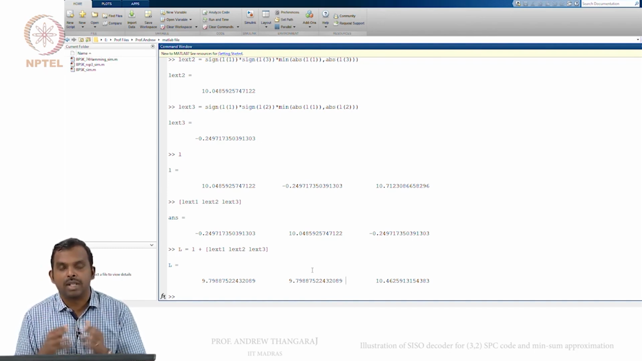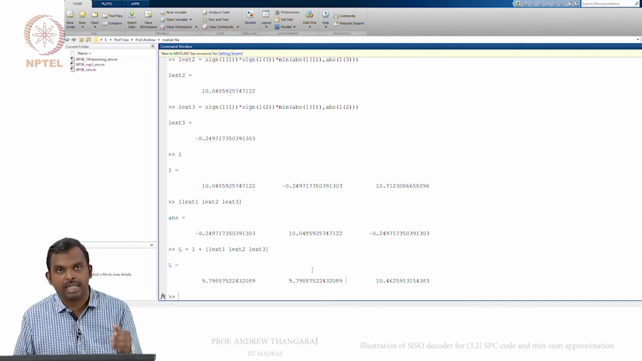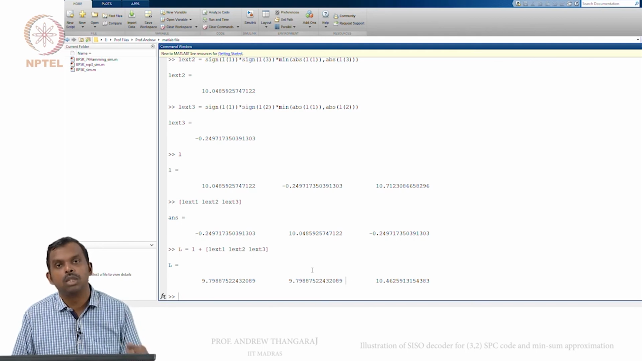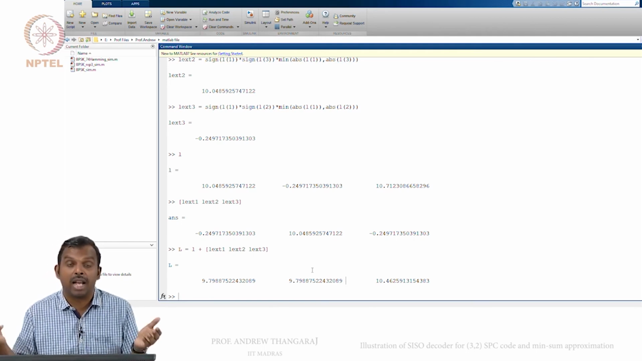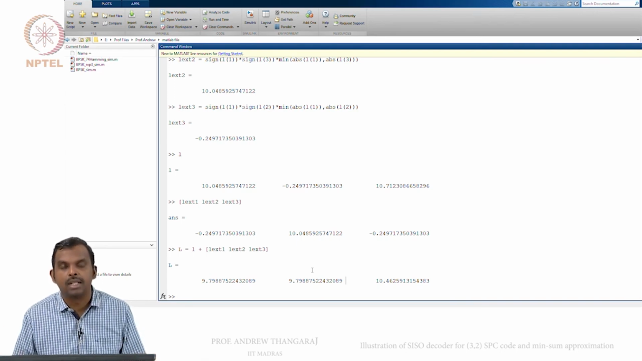Okay. So, as far as this lecture is concerned, I will stop, and in the next one we will see how to extend the same idea for the single parity check code SISO decoder to larger number of bits in the code word. So, instead of 3,2, supposing I have 10,9 or 8,7, how does the same idea work? Okay. So, we will do that in the next lecture.